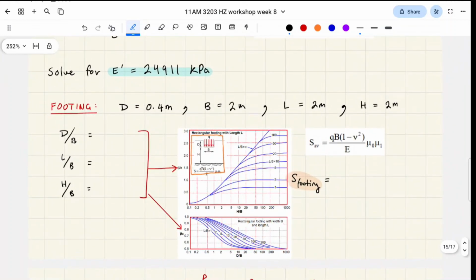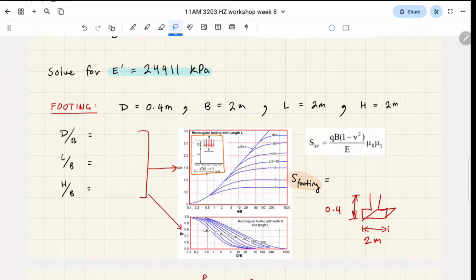Okay, we're going to do the same thing with the footing. So what I've done here is I've written down the depth. If you remember from before, I'm just going to draw it out again. The footing's depth was 0.4 meters into the ground, right? Its width was 2 meters. Its length, because it's a square footing, is also 2. All right, now H.